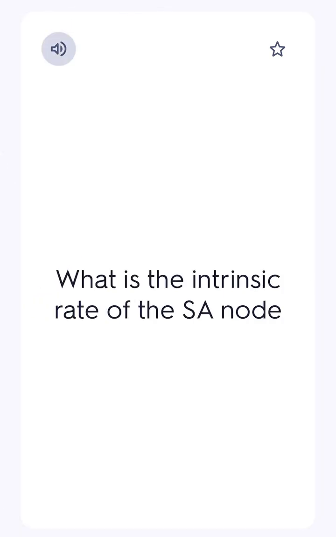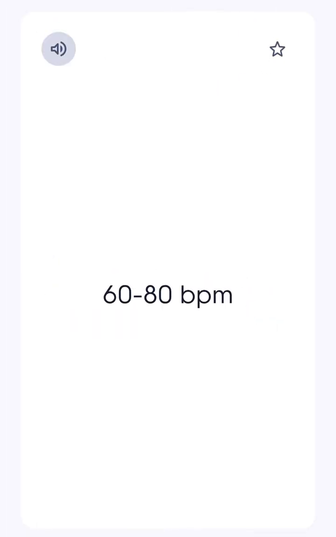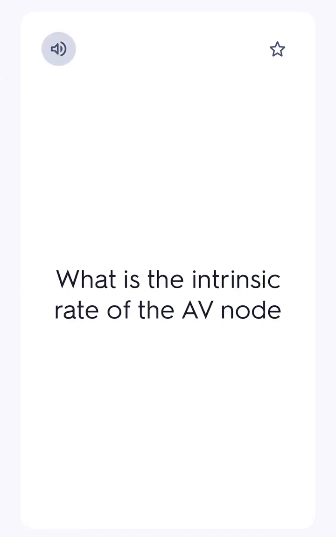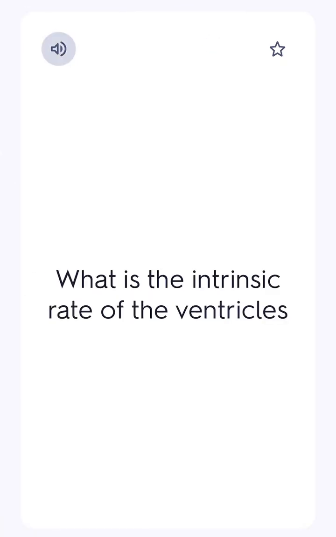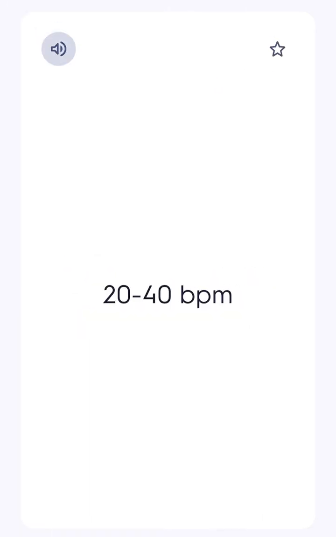What is the intrinsic rate of the SA node? 60 to 80 bpm. What is the intrinsic rate of the AV node? 40 to 60 bpm. What is the intrinsic rate of the ventricles? 20 to 40 bpm.